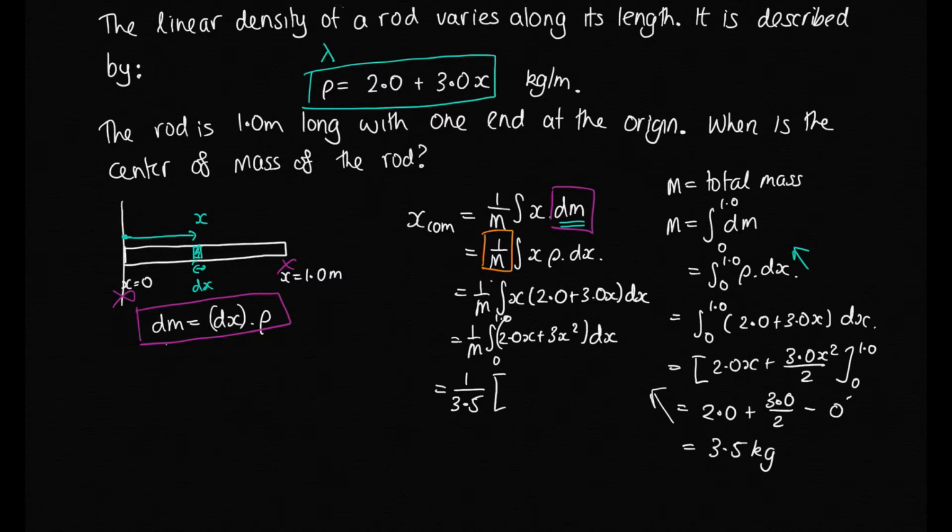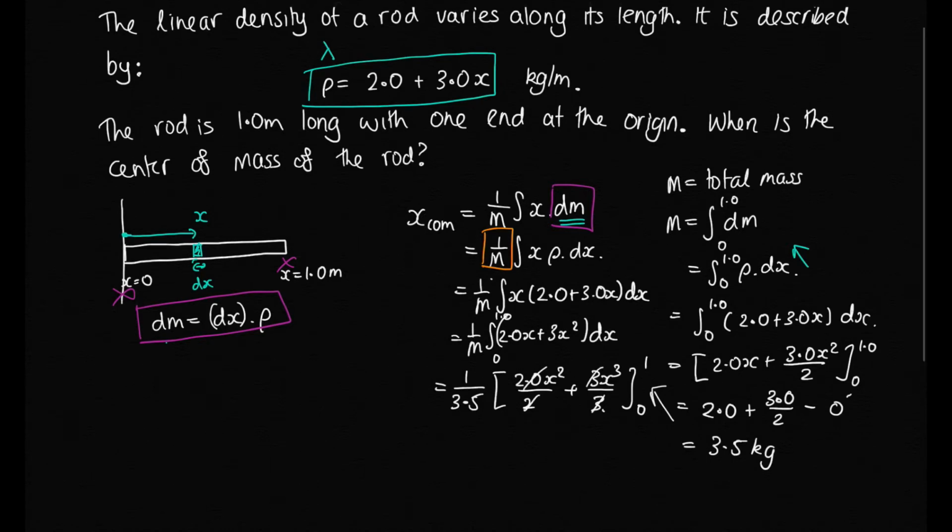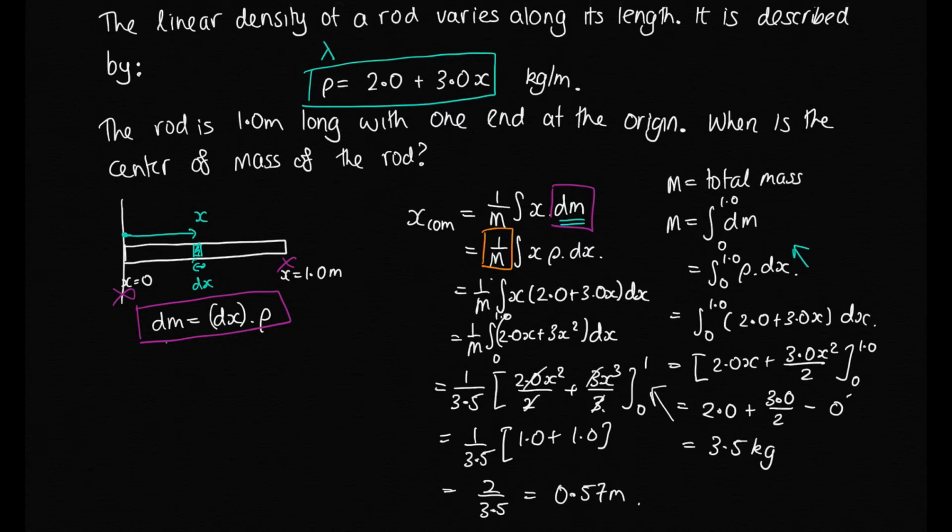The integral of 2x is 2x squared on 2, and the integral of 3x squared is 3x cubed on 3. And our limits are from 0 to 1. That 2 cancels with that, and that 3 cancels with that quite nicely. So we end up with 1 over 3.5 times 1 squared, which is 1, plus 1 cubed, which is also 1. And then when we put in 0, both these terms are 0. So we end up with 2 over 3.5, and solving that, we get 0.57 meters. So we've now located our center of mass.